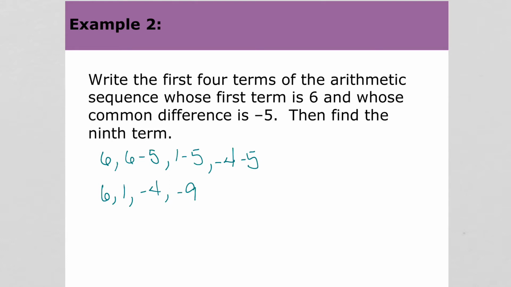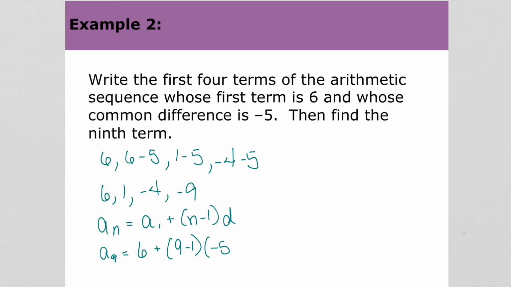And then it says to find the 9th term. So we know that a sub n is equal to a sub 1 plus n minus 1 times d. So a sub 9 would be equal to the first term, that was 6, plus n minus 1, and n is 9, times the common difference, which is -5. So that gives us 6 plus 8 times -5, which will be -34.